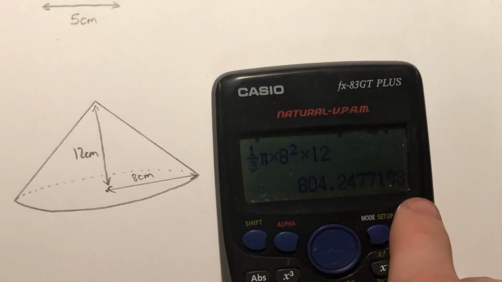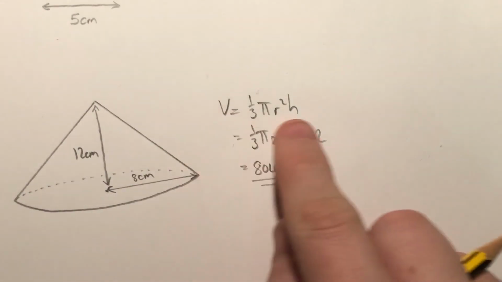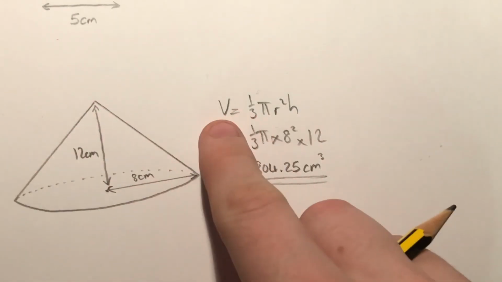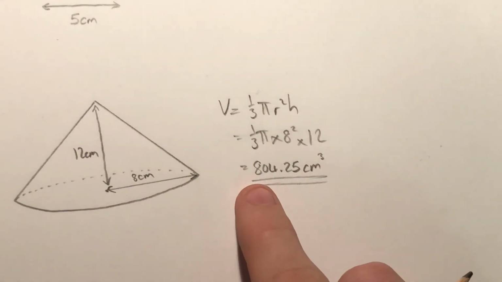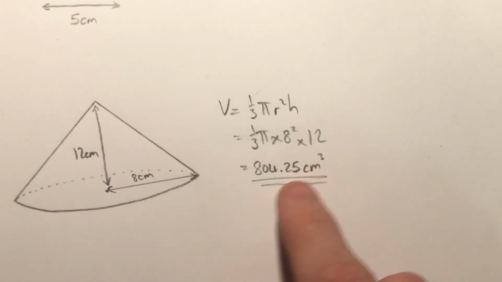So all we have to do here is recognise what the shape is, make sure we write down our formula, put the numbers in correctly, and give our correct answer underneath with units, and make sure that your answer has been rounded correctly.